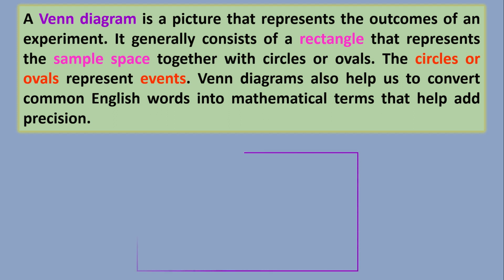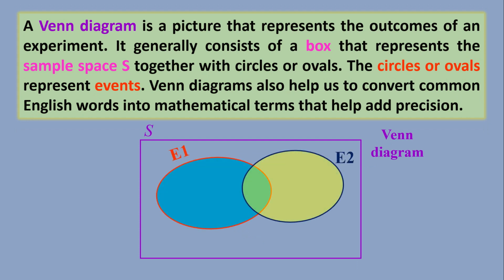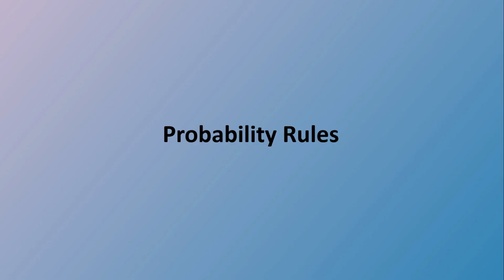This is a Venn diagram for a single event. The rectangle represents the sample space and the circle E represents the event. This is a Venn diagram for two events, E1 and E2. And here you can see there is a common region for both E1 and E2. Then how about for three events? Yes, this is a Venn diagram for three events, E1, E2 and E3. Before I talk about Venn diagrams in more detail, let me explain probability rules.